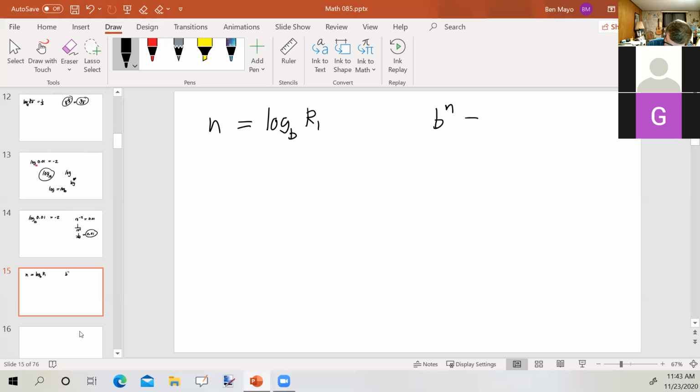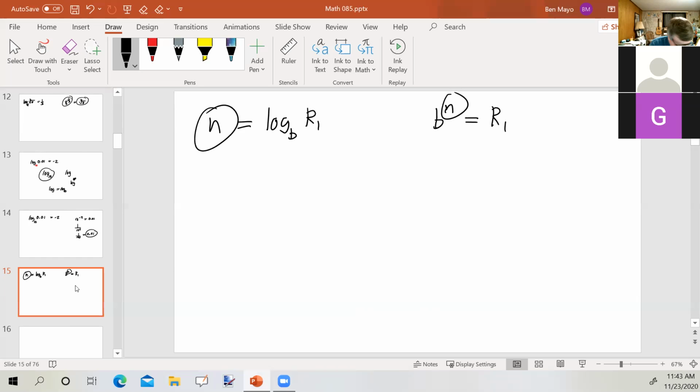N. And what does that equal? R sub 1, yeah. Okay. So people ask, well, what is a log? Well, it's an exponent. It's an isolated exponent is what it is.